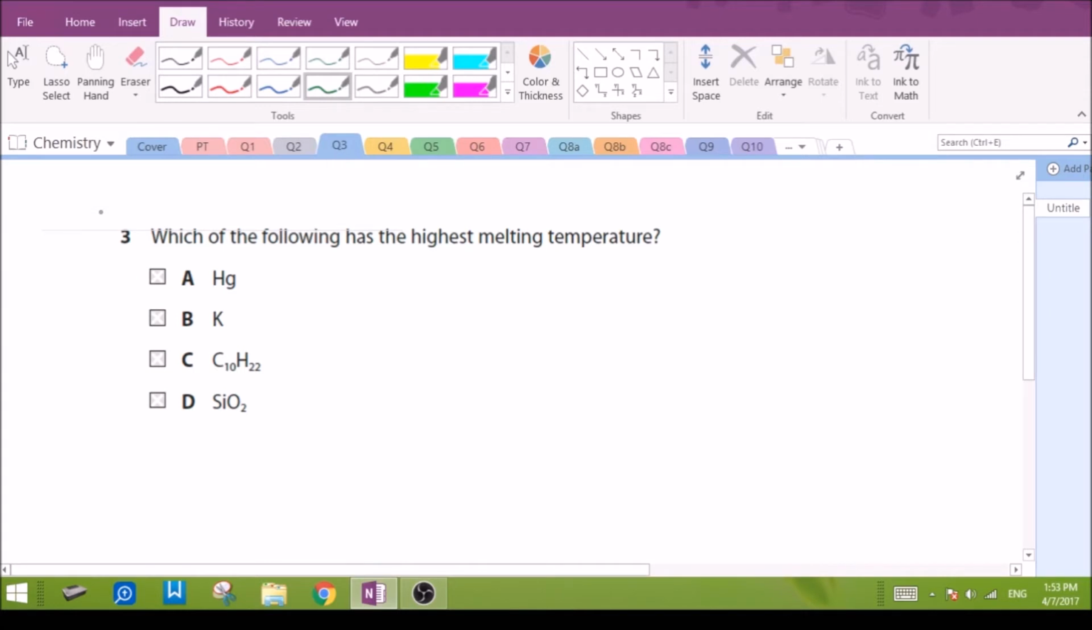Question 3. Which of the following has the highest melting temperature? So you do need to have a bit of background knowledge to know the types of bonding involved for all these compounds. Mercury is a metallic compound, but based on our experiences, we know that mercury is a liquid at room temperature, so it doesn't have a high melting point. Potassium is also a metal. It is a group 1 metal, and group 1 metals tend to have low melting points. So let's keep that in mind.